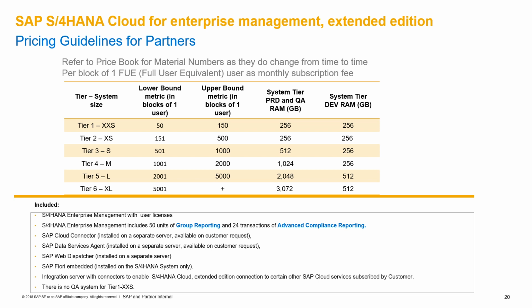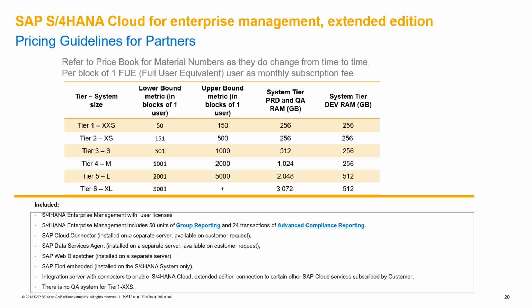One thing to keep note of for SAP S/4HANA Cloud, for both the Essentials Edition and the Extended Edition, is the concept of a full user equivalent. We sell enterprise management in blocks of full user equivalents as a monthly subscription fee. Let's take a look at some of the tiers in more detail. We have 6 tiers ranging from extra extra small all the way up to extra large. For the extra extra small, we start at the lowest bound or entry at 50 full user equivalents. The upper bound for tier 1 is 150.